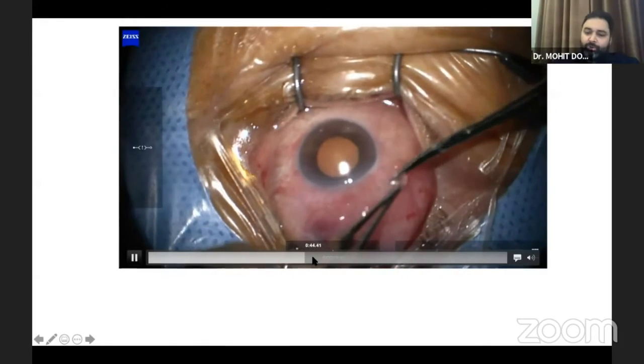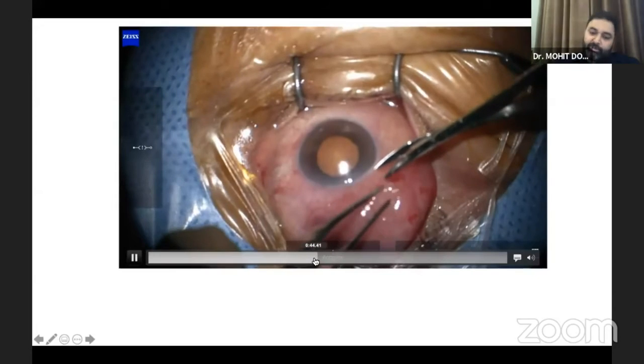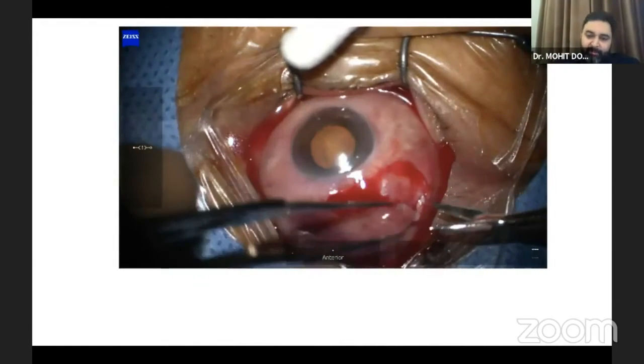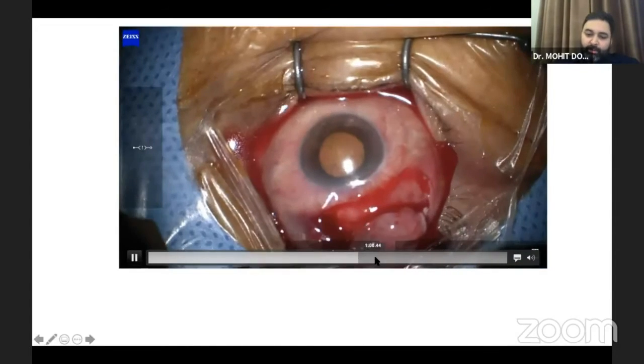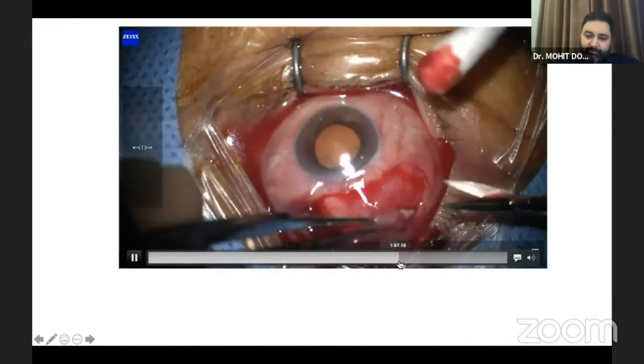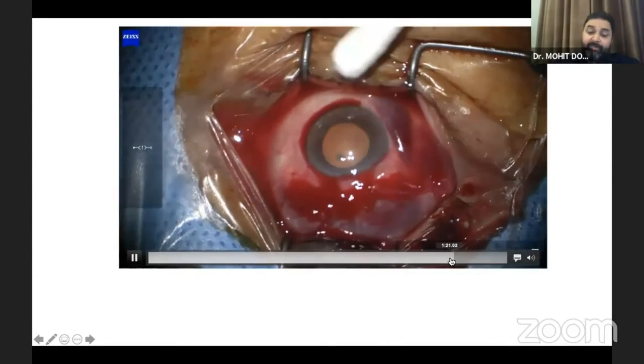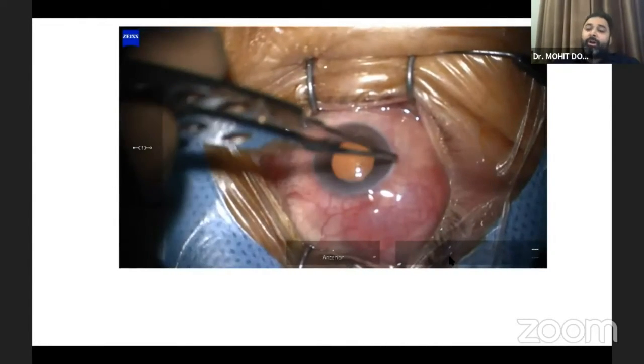And then you would just take your scissors, but to have a full thickness conjunctival and Tenon's biopsy, you would want to get this off. And after you cut that piece off, that's what you get. And then you want to suture this off. That's not difficult to do.